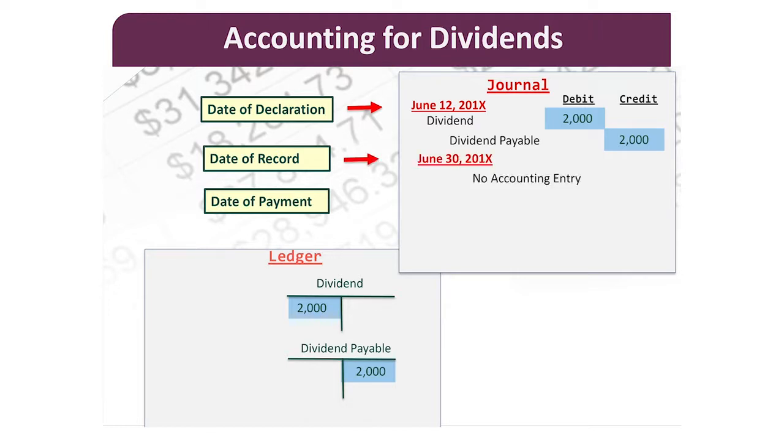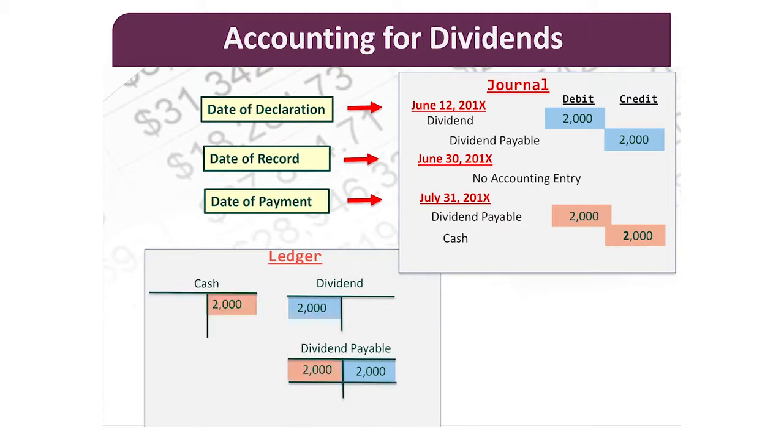No accounting entry is made on the date of record of June 26. When the dividend is paid on July 3rd, we would issue checks to the stockholders totaling $2,000. This would be a credit to cash and a debit to the dividends payable liability account. The transaction is posted to the ledger to zero out the dividend payable liability account.